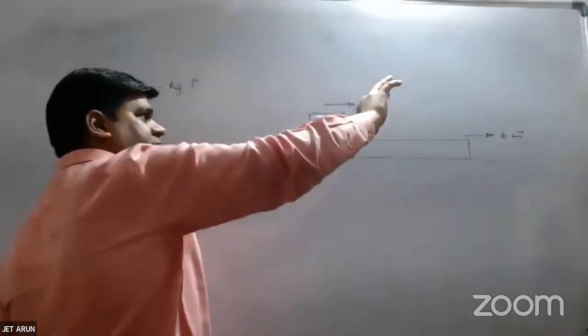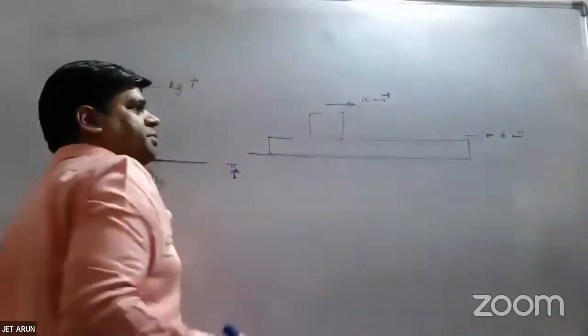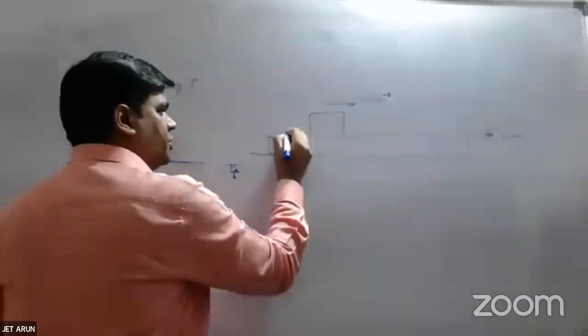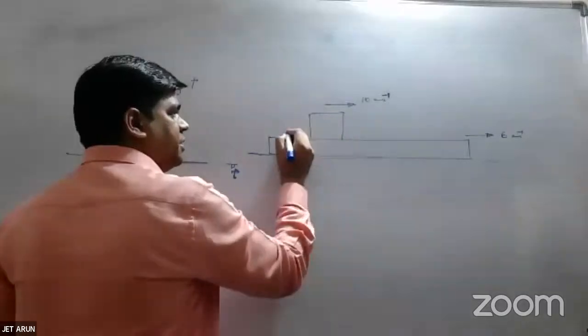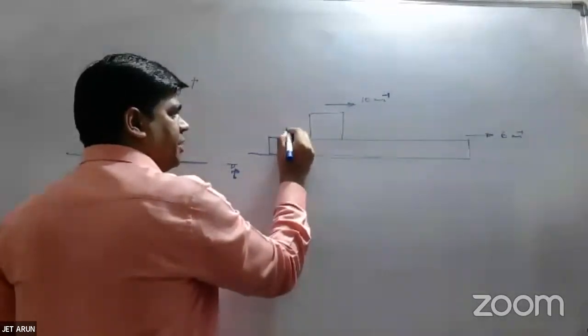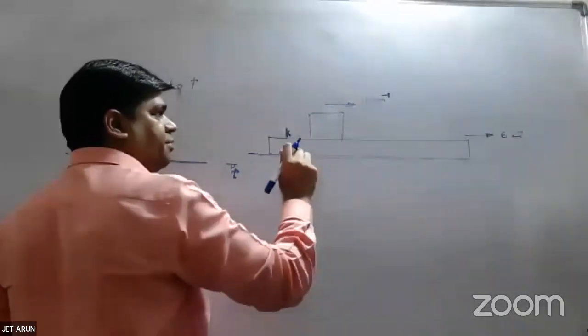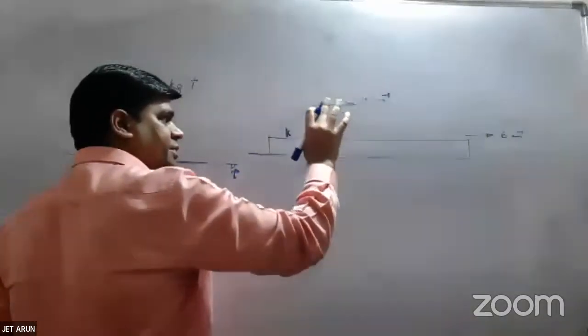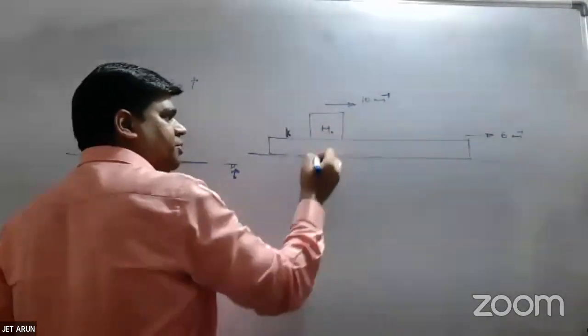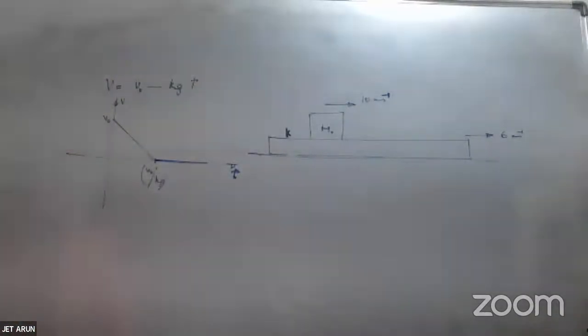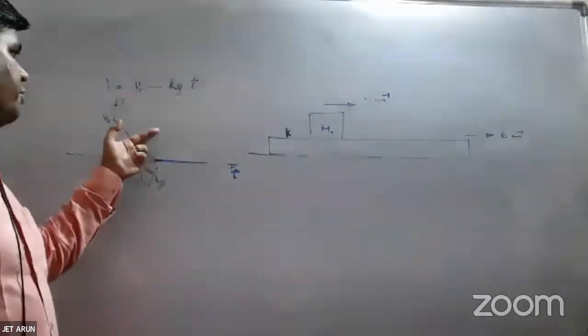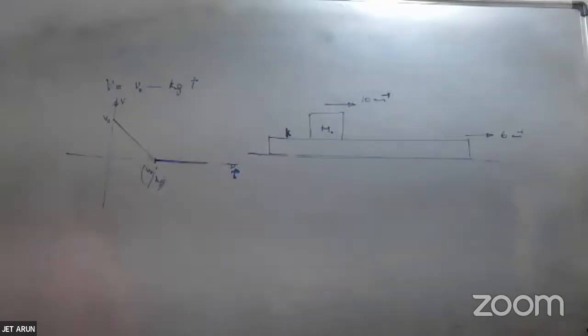I pushed the block and released it with a velocity of 10 meters per second. Coefficient of friction is mu. Mass doesn't matter because it is independent of the mass. When the particle is only projected with some velocity, let's say mass m, you see that mass gets cancelled out. Now I have to find out. I have to again plot the v versus t graph. How do I plot it now?